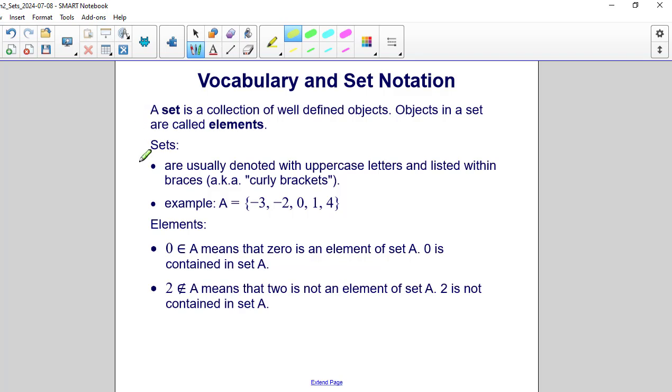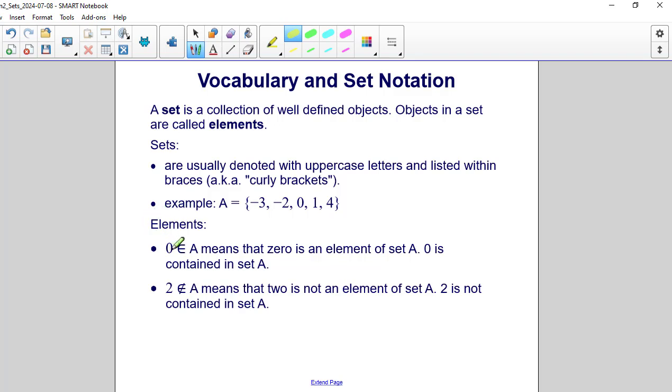Sets are usually denoted with an uppercase letter and listed within brackets, also known as curly brackets. An example would look like this. A is equal to the set of integers negative 3, negative 2, 0, 1, and 4. Each individual integer is known as an element. Let's talk a little bit about elements.